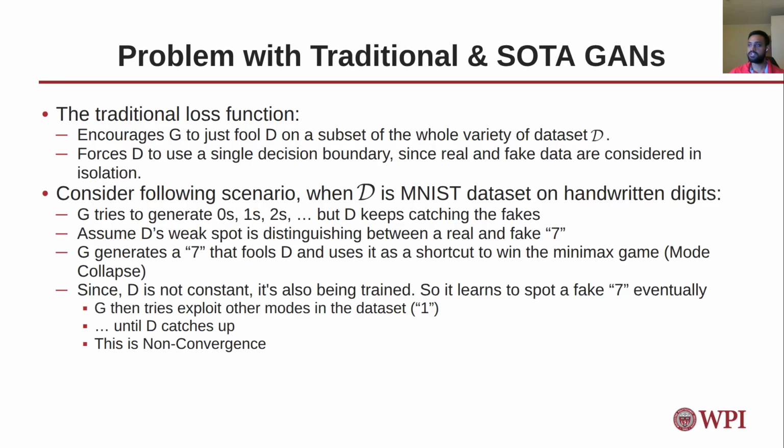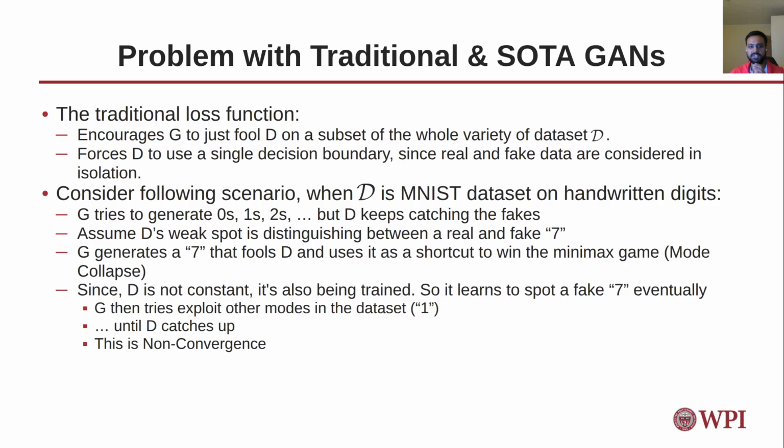What this traditional loss function does is it encourages G to just fool D on a subset of the whole variety of the dataset, and it forces D to use a single decision boundary since real and fake data are considered in isolation. So to understand these two problems in depth, let's use the MNIST dataset as an example, where G's job is to produce digits and D's job is to catch the fake digits.